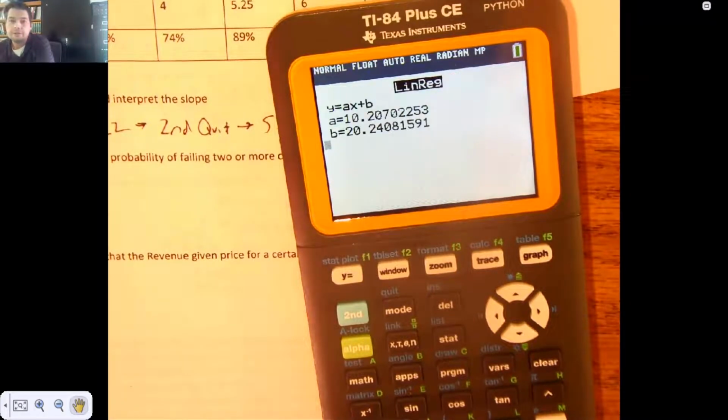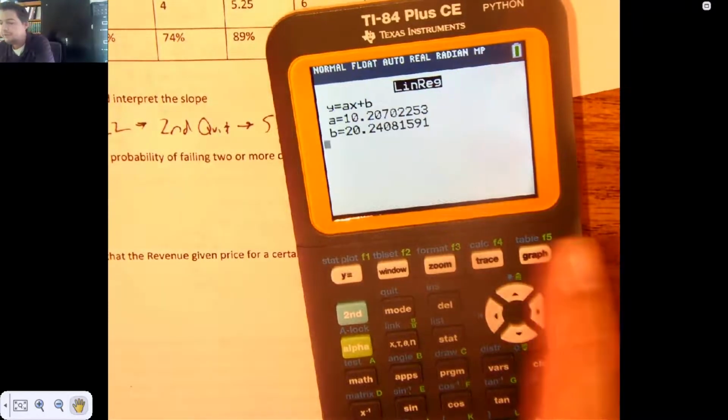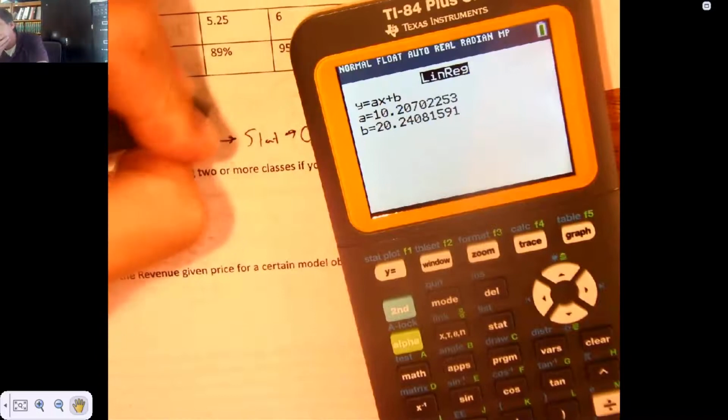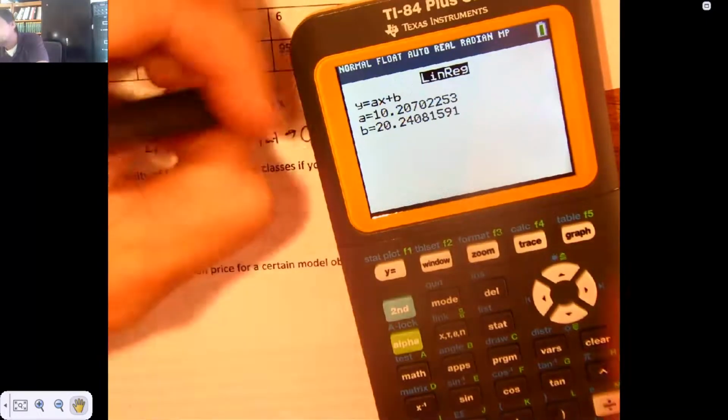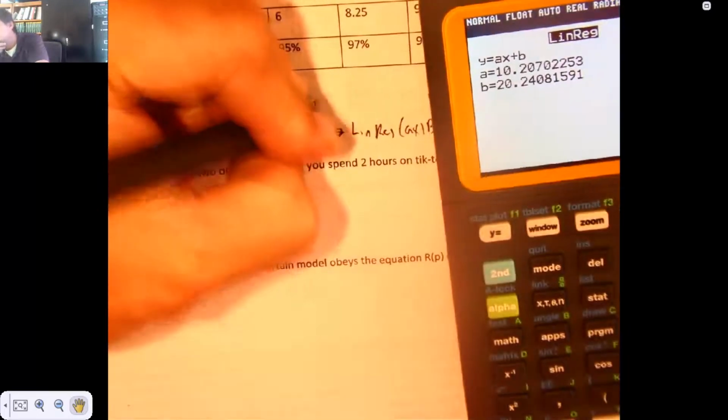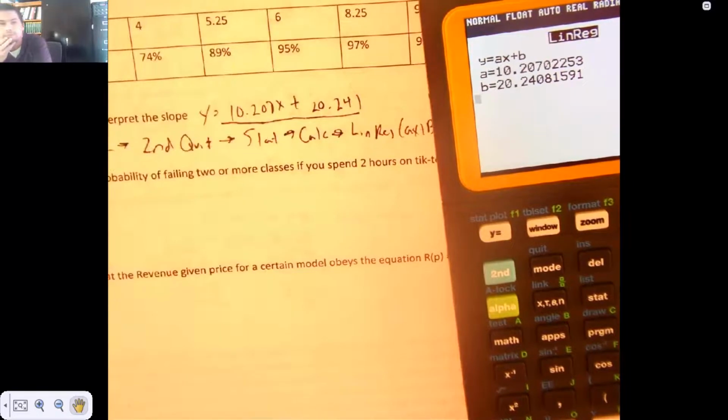And there's my equation. See, it gives you y equals ax plus b. So y is 10.207x plus 20.241. I usually go out 3 decimal places. It's not like I make your test or anything.